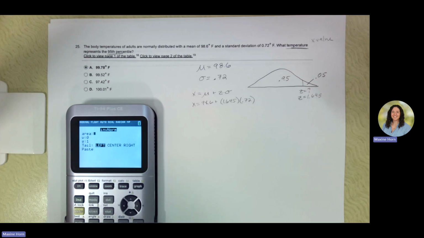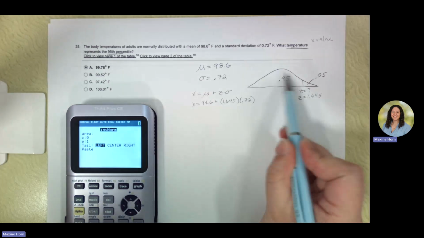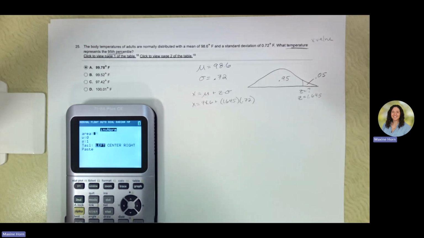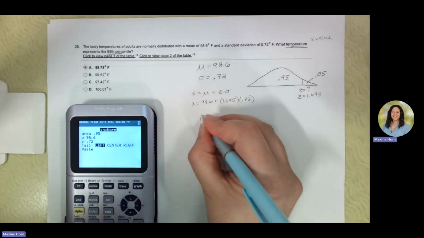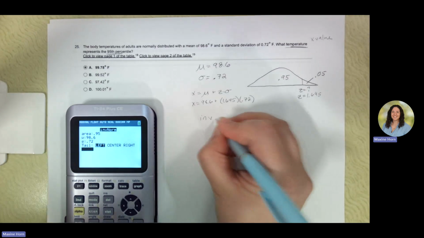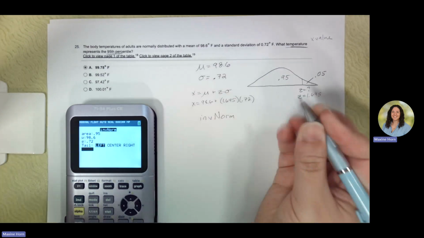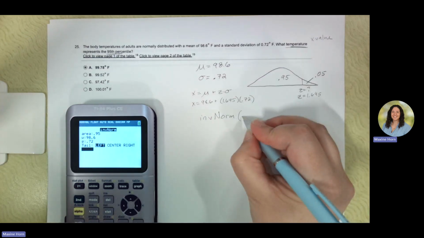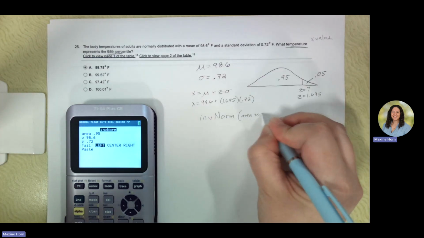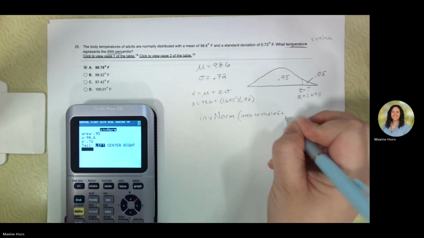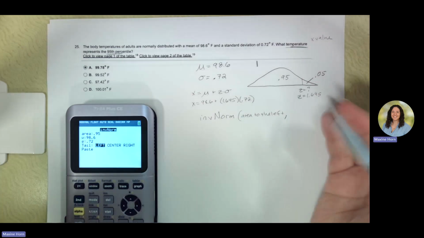Okay, so the area to the left, right? You're putting in the area to the left. That is 0.95. The mean is 98.6, and the standard deviation is 0.72. Now, again, if you have a calculator where it's not prompting you to say, what am I supposed to be plugging in here? Then you need to make sure that you are putting these in the correct order. So what goes first is the area to the left, and then a comma, and then your mean.